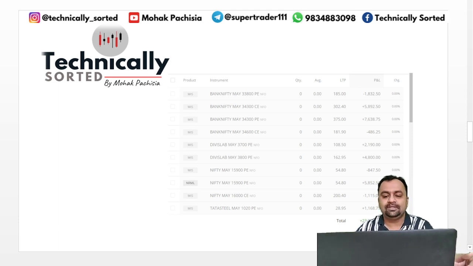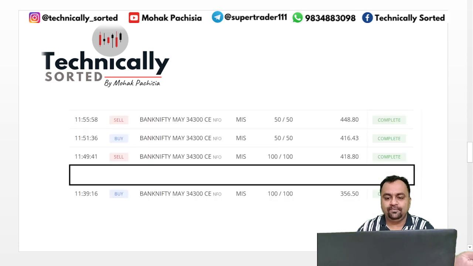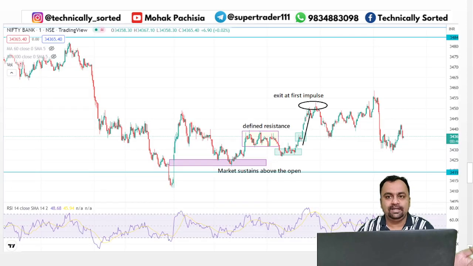Okay, so this is the trade which I'm talking about. If you notice, this is an in the money option of Bank Nifty, and I took this trade around 11:39 a.m. and within 10 minutes the option moved up from 356 rupees to 418.8 rupees. Now what was happening at Bank Nifty? Why did I buy the call?